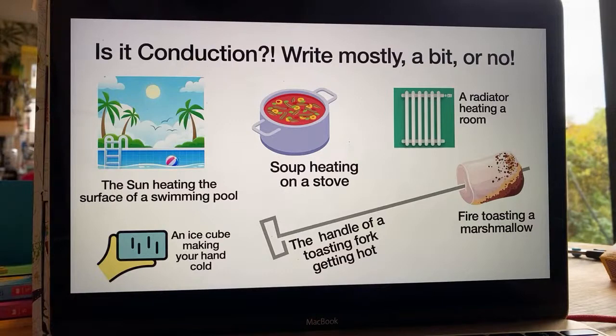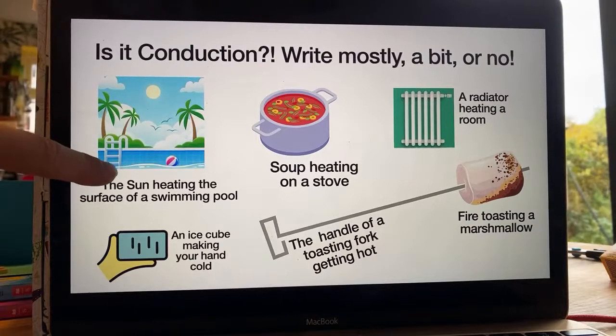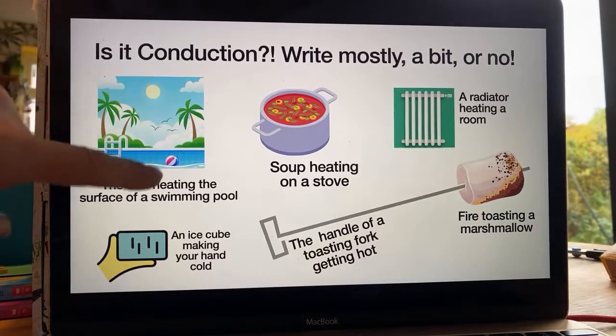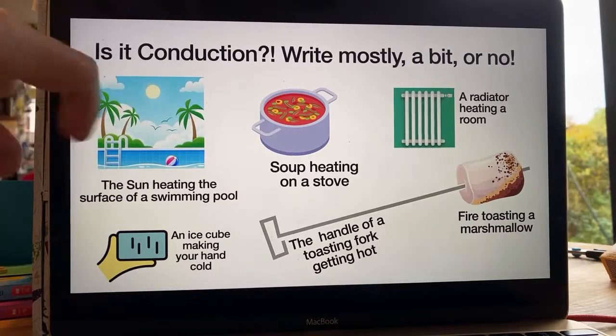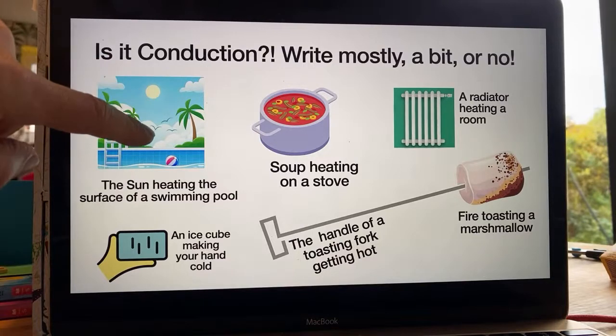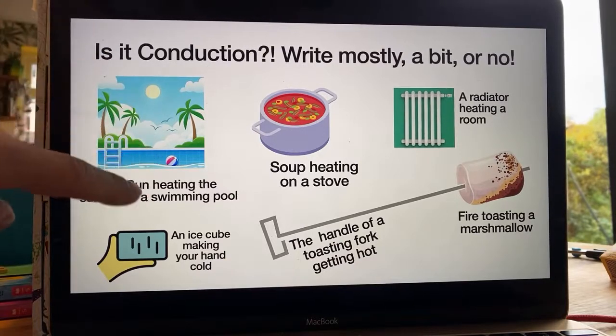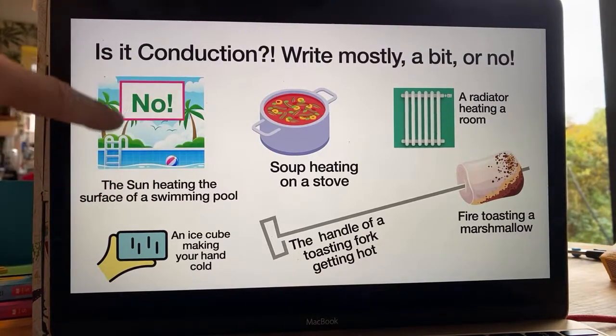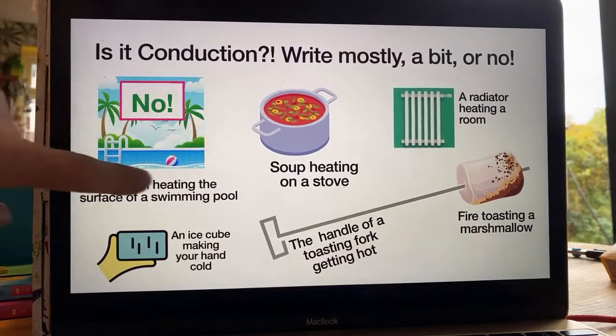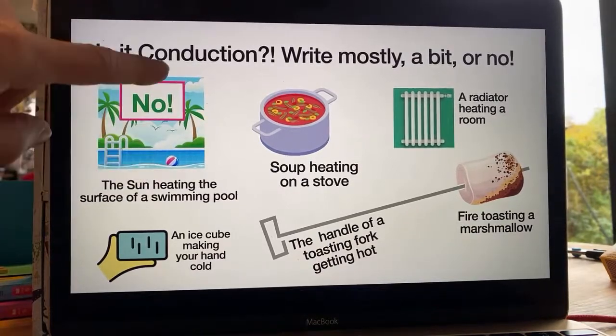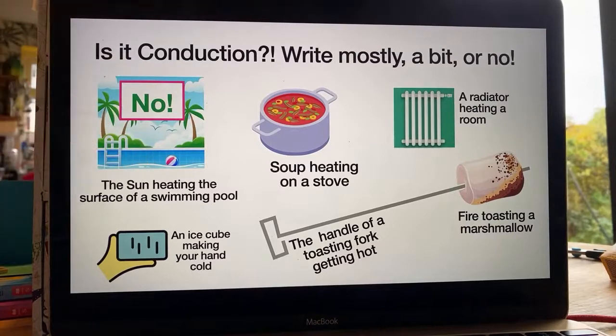Okay, should we go through it? So I was desperately telling you what a vacuum was earlier. The sun heating the surface of a swimming pool. There's just not any solids involved at all, are there? So you've got the sun travelling through space, which is a vacuum, through air, which is a gas, and then heating a liquid. So that is definitely not conduction. We'll look at how heat is travelling, radiation, next week.